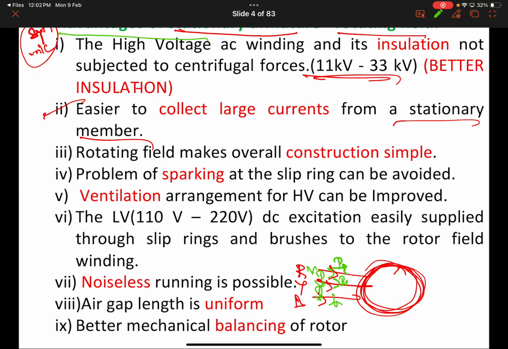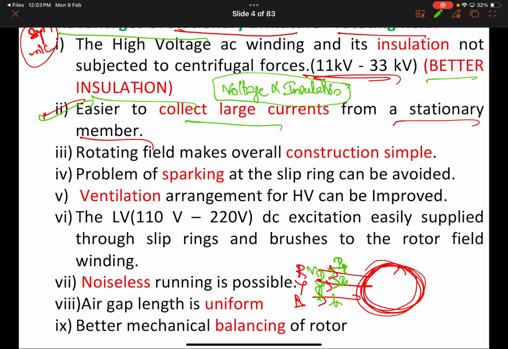Whenever voltages are there, is it relevant to the insulation or not? Always make a blind conclusion here: voltage is directly proportional to cable insulation. That means if I am using 230 volts, the insulation should be more than that, so as to withstand the breakdown strength. So insulation is also easy here. The main point is this: it's easy to collect the currents and easy to deliver the currents here.